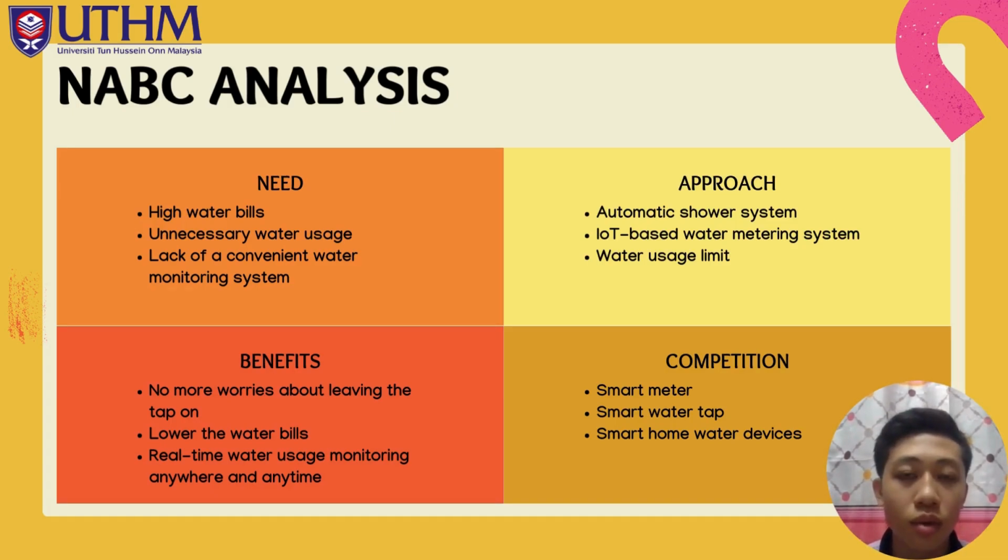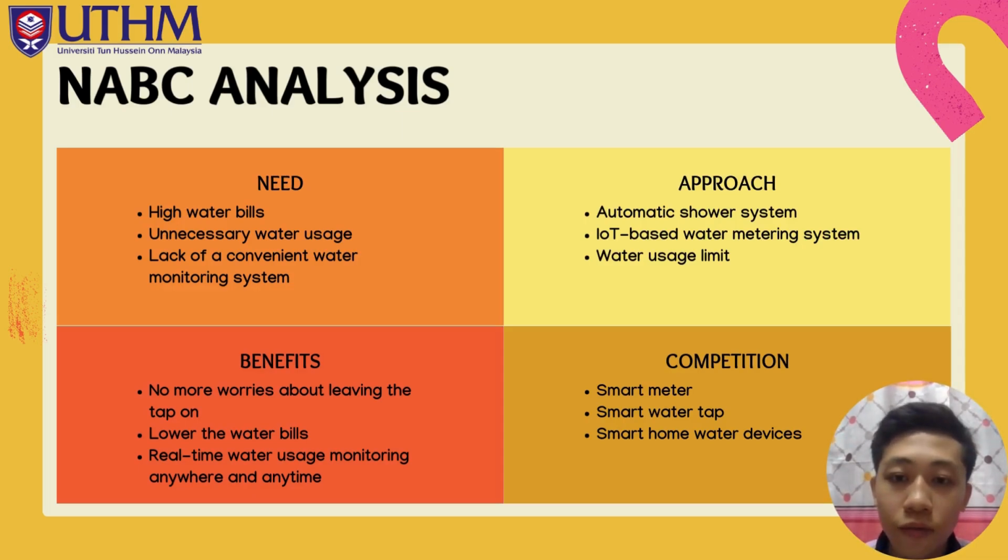water usage or the volume of the water and display it on an IoT app, which is Blynk, allowing the user to monitor their daily water usage or even real-time water usage. And the last one is the water usage limit, where the user is allowed to set their own limit for the water volume that they plan to use to control their water usage.